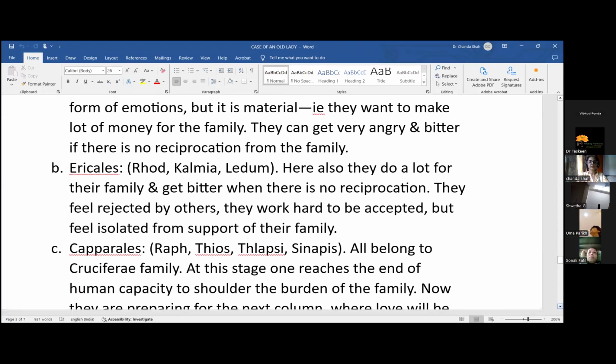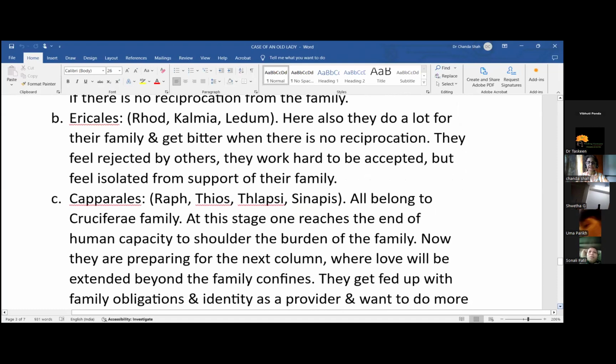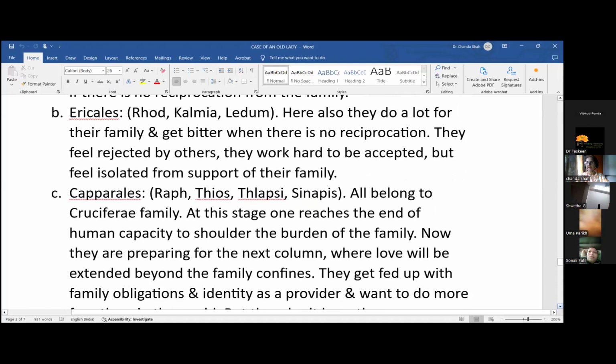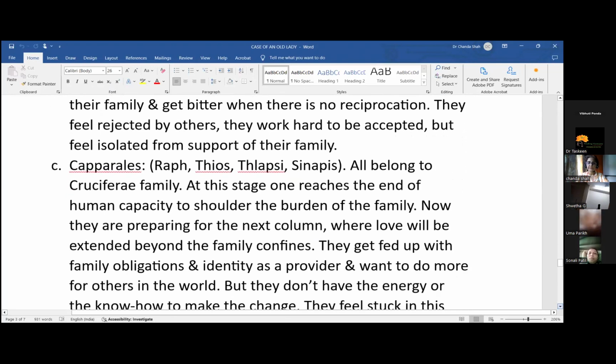Here also they do a lot for their family and they get bitter when there's no reciprocation. They feel rejected by others and they work hard to be accepted, but they feel isolated from the support of their family. Then there is Capparales, which has remedies like Raphanus, Thiocyanamum, Thlaspi, and Sinapis. All of this belongs to the Cruciferae family.